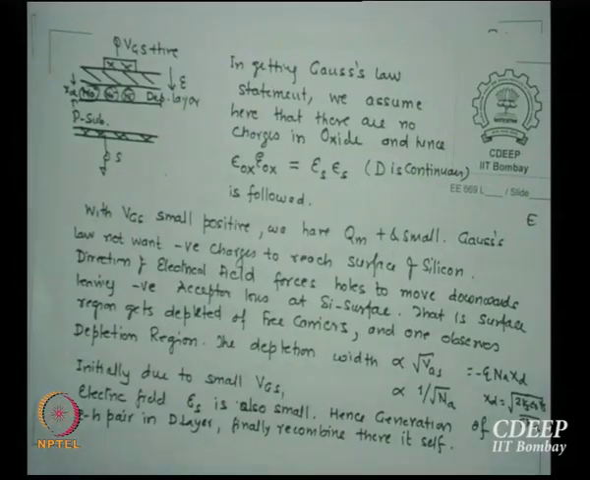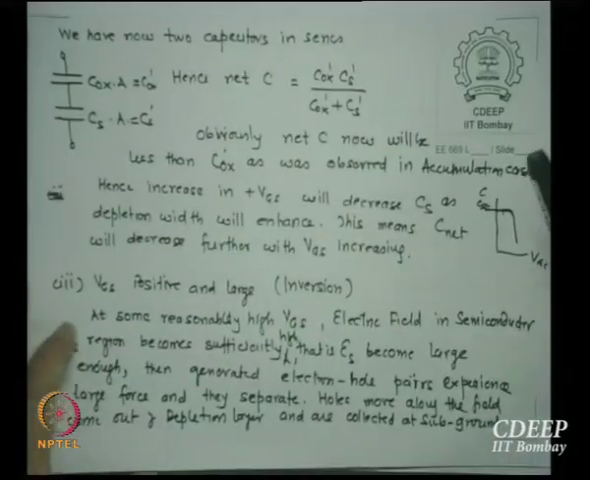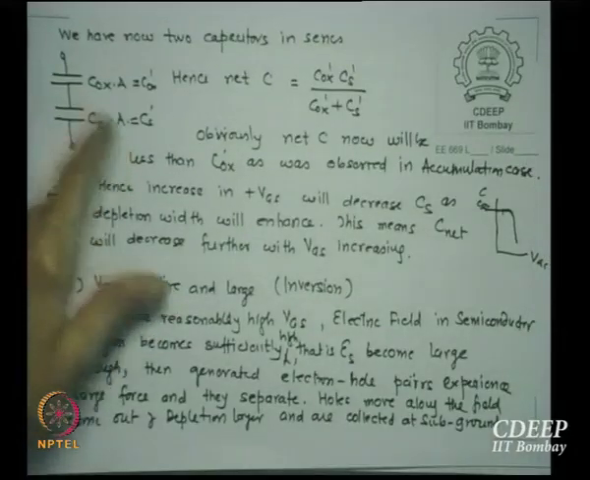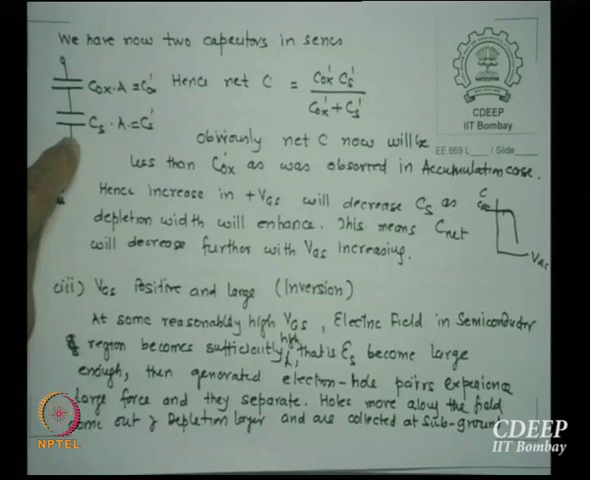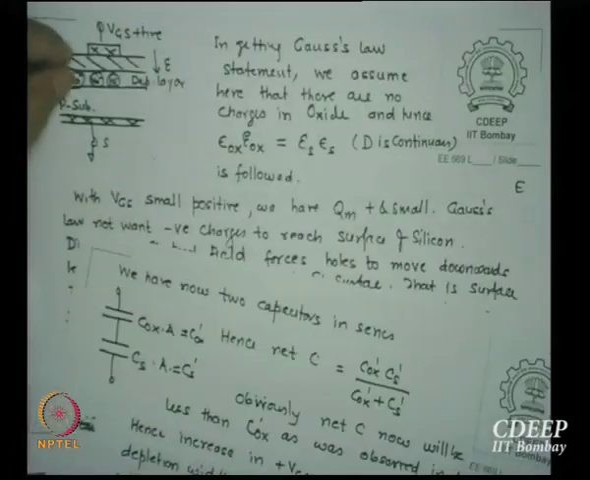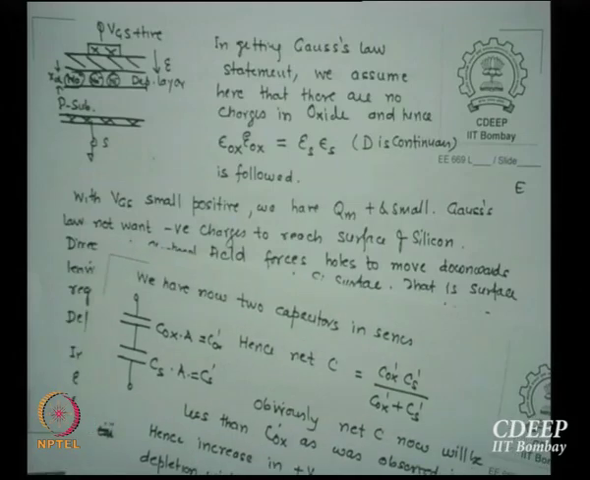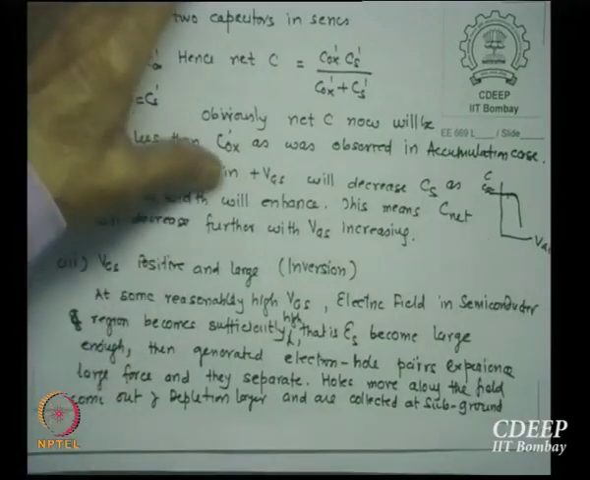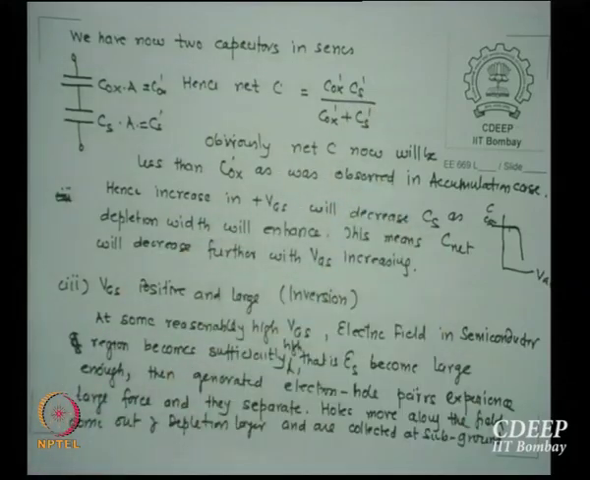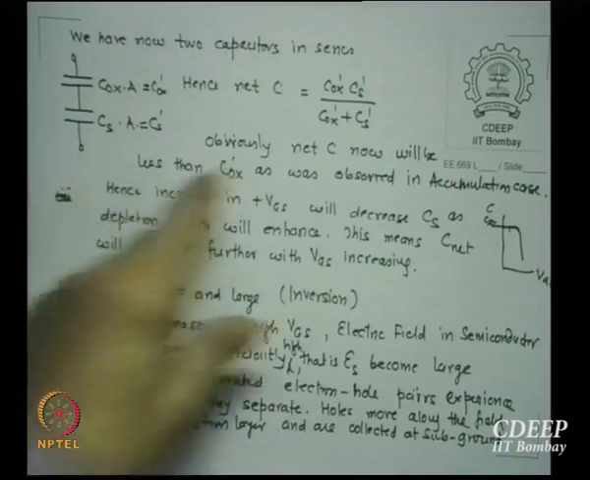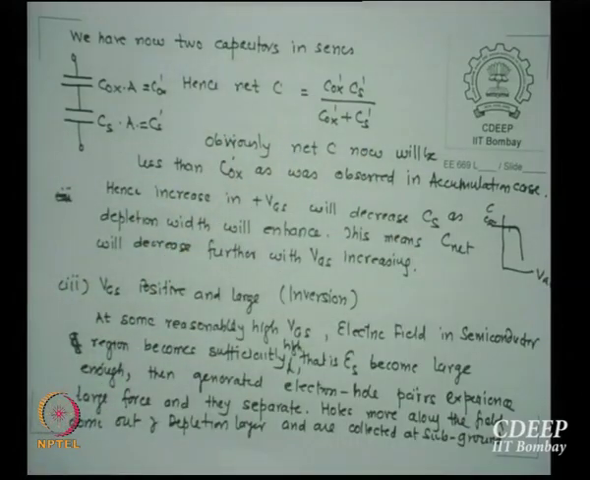Okay, before we come to inversion, since there are only two capacitances involved due to the depletion region, which is called the semiconductor capacitance, and the oxide capacitance. Look at the figure: one capacitance due to oxide, one capacitance due to the semiconductor or depletion layer. So they are in series, and series capacitance is always Cox' Cs' upon Cox' plus Cs'. This dash is only to take care of area, nothing more.